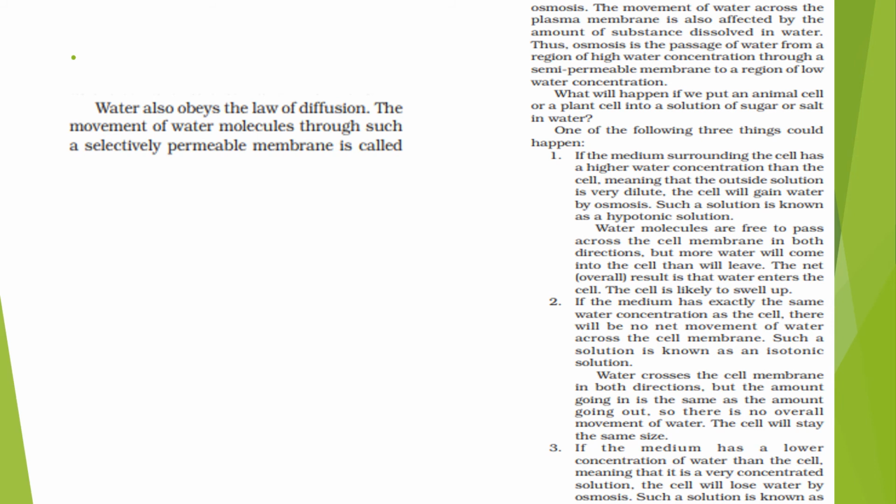Water molecules are actually free to pass across the cell membrane in both directions, but more water will come into the cell than will leave. Another solution is an isotonic solution. If the water concentration inside the cell and outside of the cell is the same, then in that case there is no movement of water across the cell membrane. Such a solution is known as an isotonic solution.